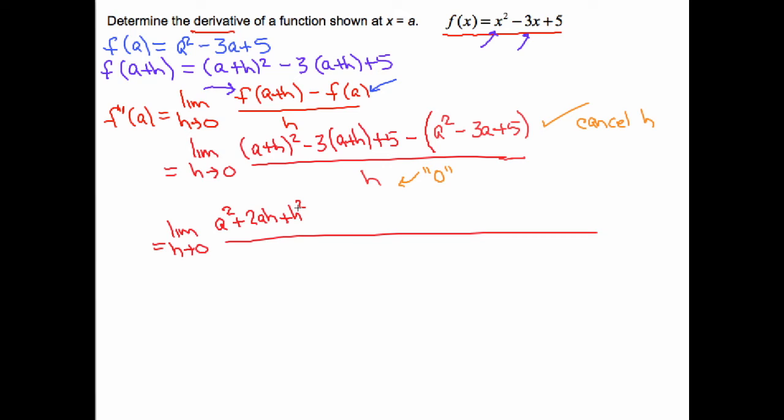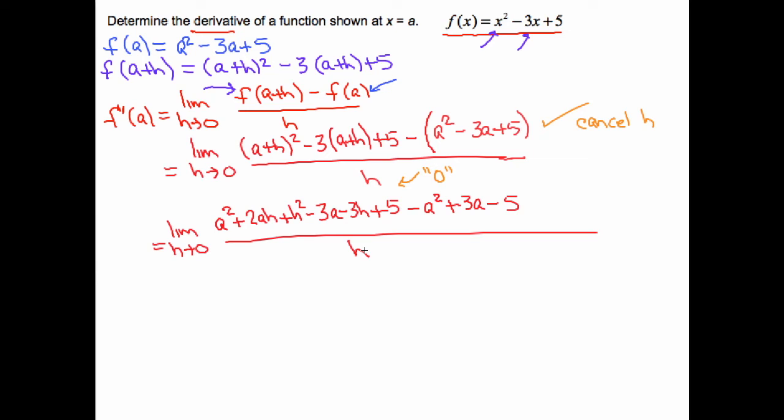If I distribute the negative 3 through the parentheses, I end up with minus 3a minus 3h. Then I have plus 5. And then I'll distribute the negative 1 that I see out in front of a squared minus 3a plus 5. So I'll have minus a squared plus 3a minus 5. And this is all over h.